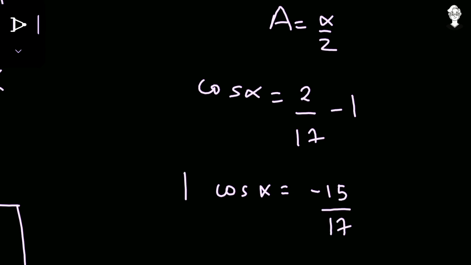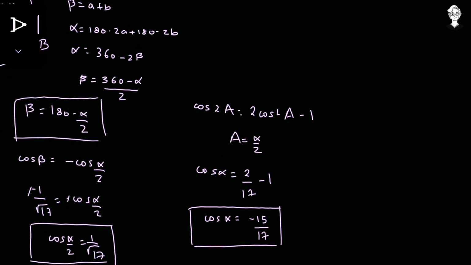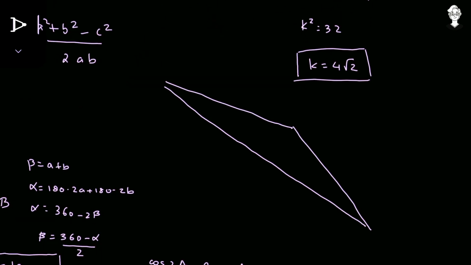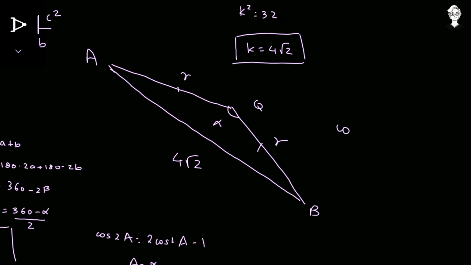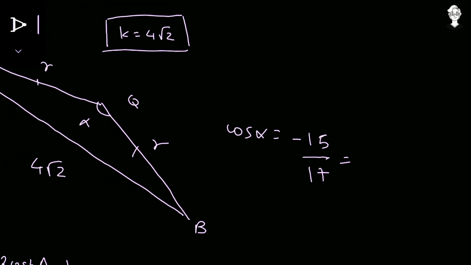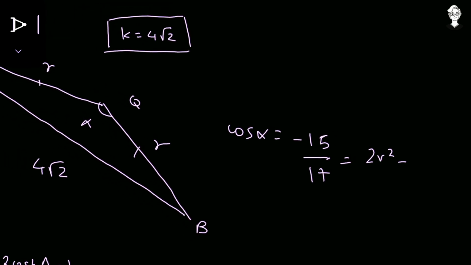So as we have the value of cos of alpha, we can apply the cosine rule in that particular triangle, that is like this way. Here's the point A, here's the point B, here's the center Q. This is r, here is the length k, and it is 4 times square root of 2, and this particular angle is alpha. So now if I apply the cosine rule, cos of alpha has a value that is negative 15 upon 17, that we have just found, is equal to the squares of the adjacent sides added together, so r square plus r square, minus the opposite square, so minus 32, upon 2 times the product of adjacent sides, so 2 times r square.